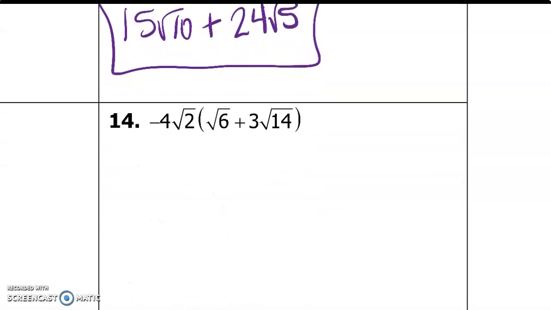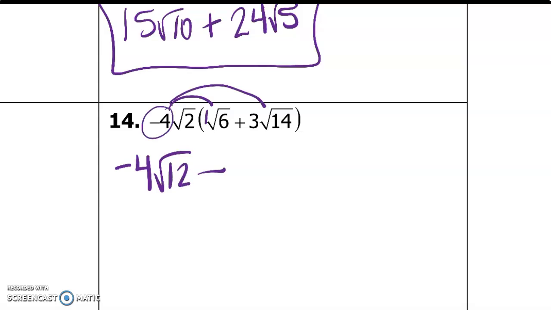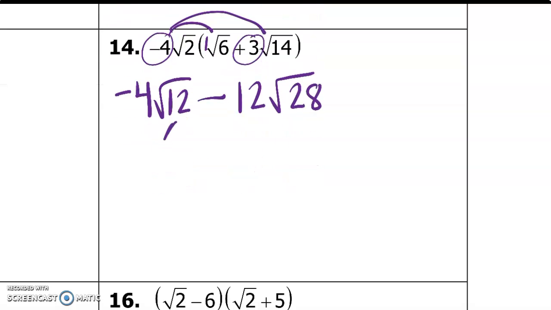For 14, there's like an invisible 1 out here. So that would be negative 4 square root of 12. This would give us minus, because you have a negative 4 and a positive 3, minus 12 square root of 28. 2 times 14 is 28. 12 has a perfect square, 4 and 3, square root. Square root of 4 becomes 2. Negative 4 times 2 is negative 8 square root of 3.